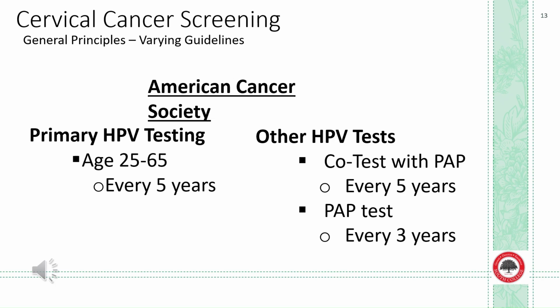Some HPV tests are approved only as part of a co-test, when the HPV test and the Pap test are done at the same time to screen for cervical cancer. Because a primary HPV test may not be an option everywhere, a co-test every 5 years or a Pap test every 3 years are still good options.